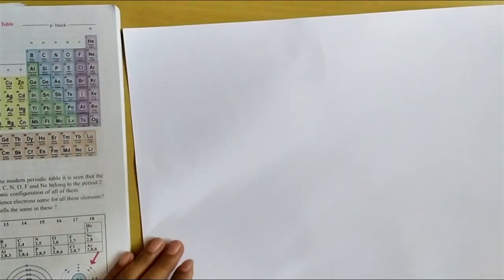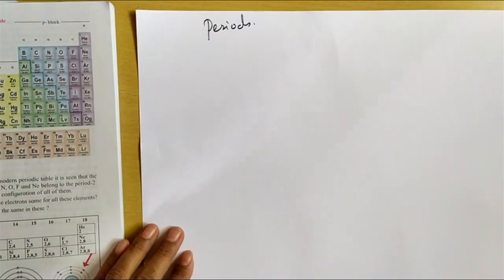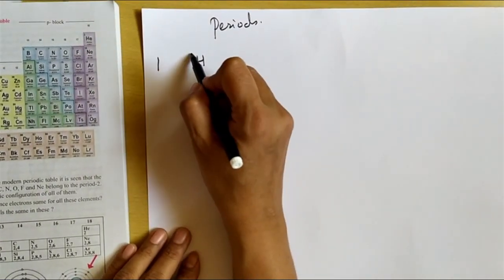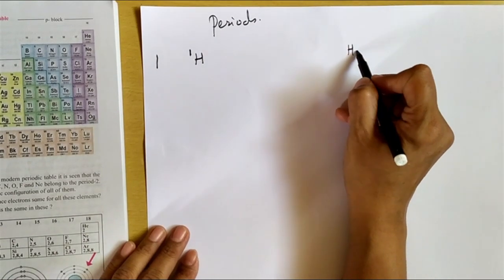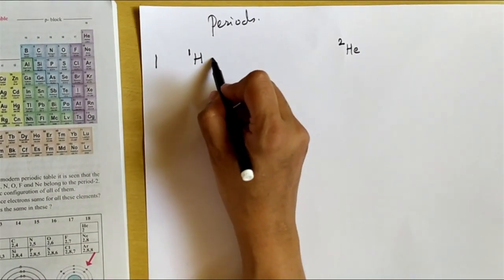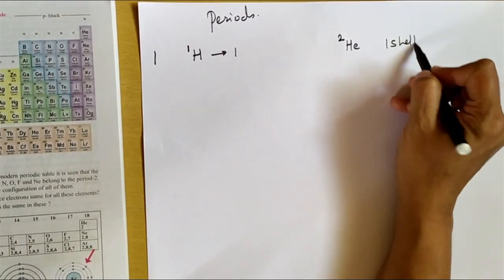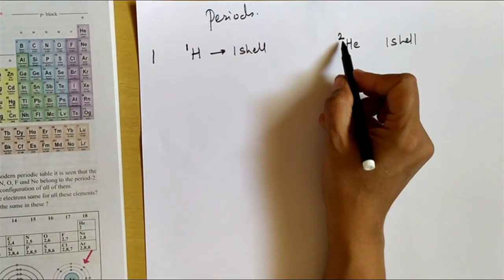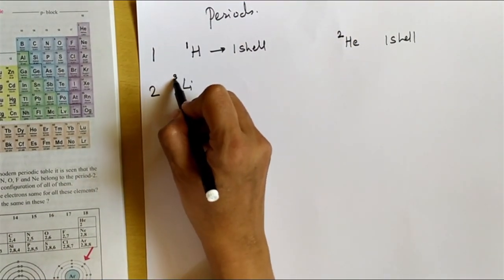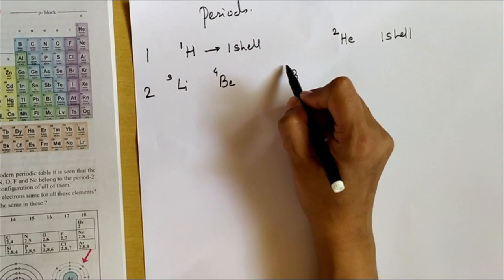Now let us see in case of periods. What happens in case of period? There are total 7 periods. Now which are the elements in the first period? It is hydrogen, atomic number 1, and helium, atomic number 2. So how is the electronic configuration? It will have one shell. Helium also will have one shell, because only 2 electrons.